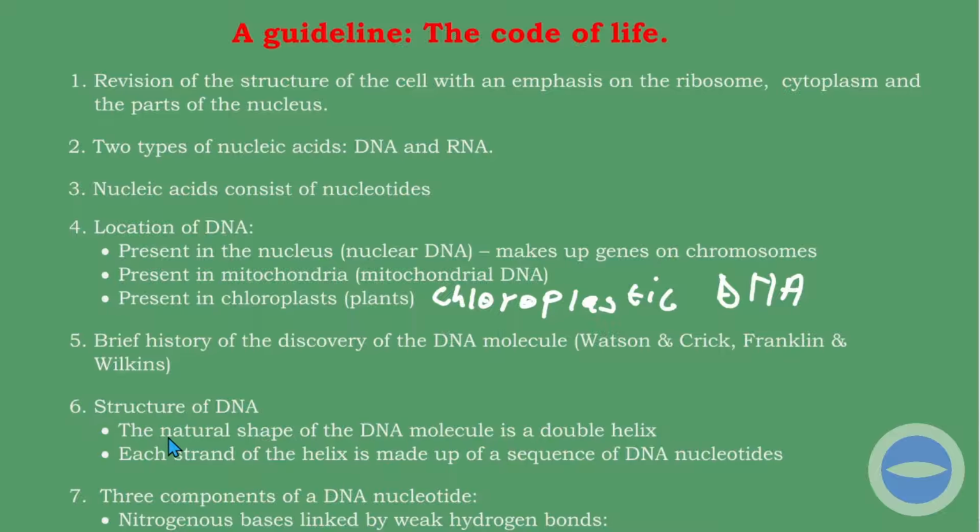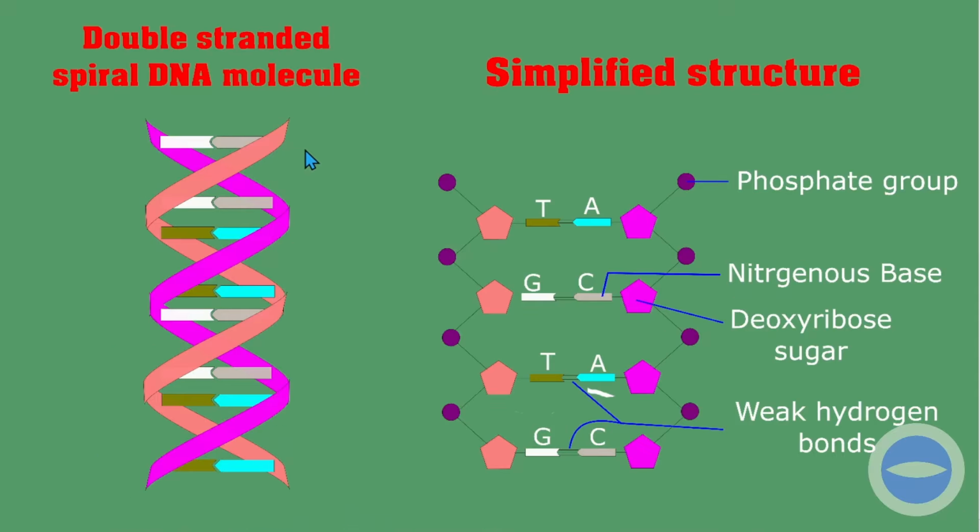The natural shape of the DNA molecule is a double helix. Each strand of the helix is made up of a sequence of DNA nucleotides. So here, this is the structure of a DNA. The structure of a DNA is a double helix, a double helical strand. If you can see, we've got 2 strands here, which are helical. Helical means it's almost like a spring, like a coil spring.